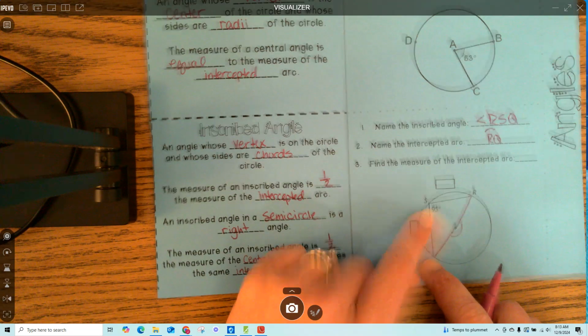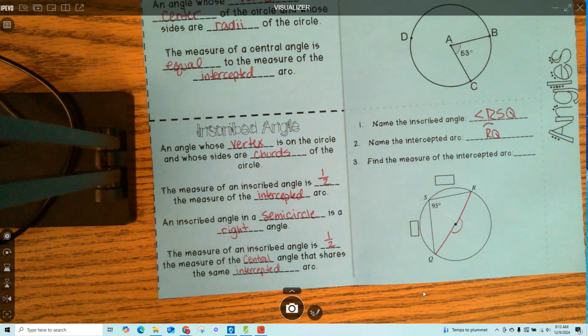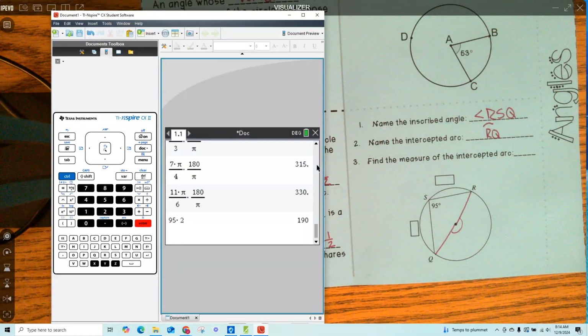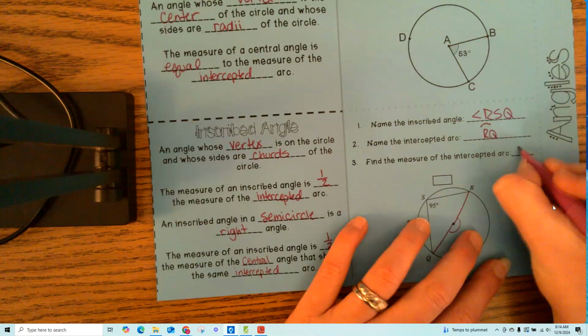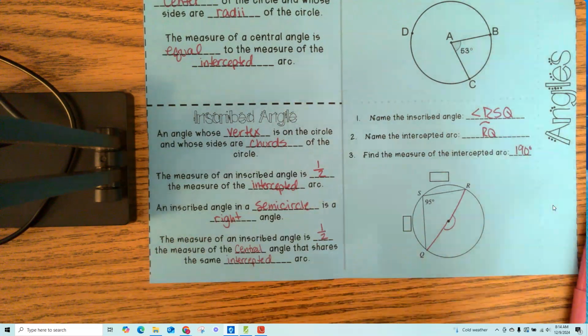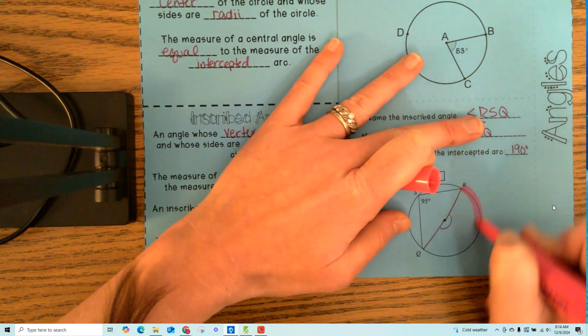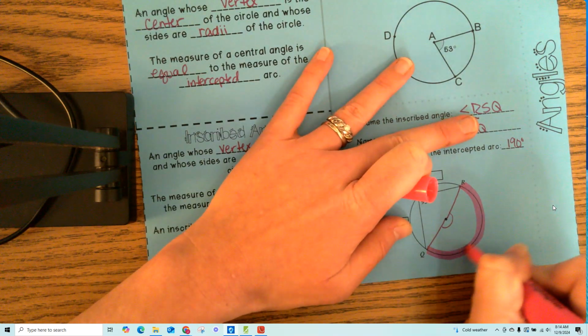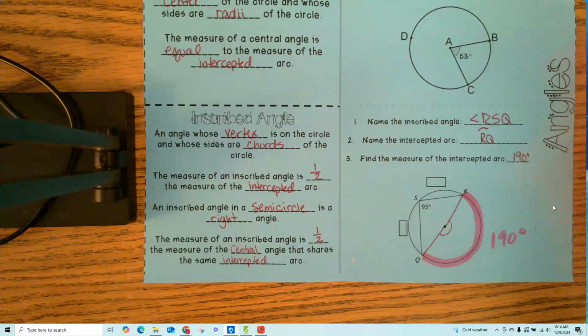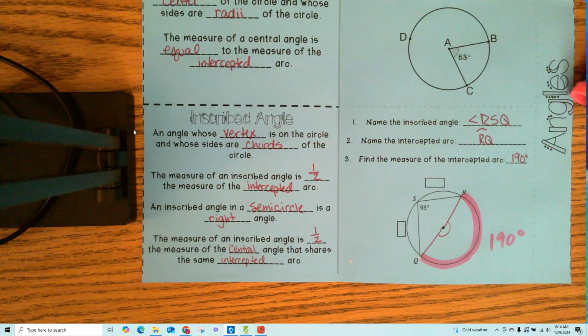So to work backwards, we would multiply by 2 to go the other way. So if we do 95 times 2, we would get 190 degrees. So this distance here, see if I can get it to show up, all the way around here, would be 190 degrees. So that's it for this video.